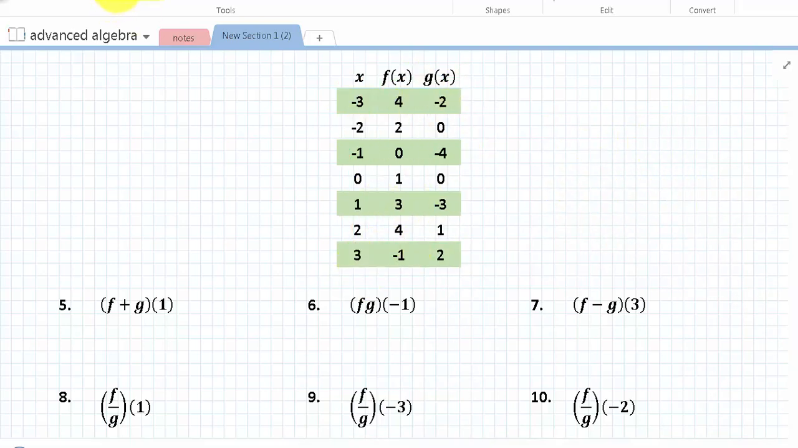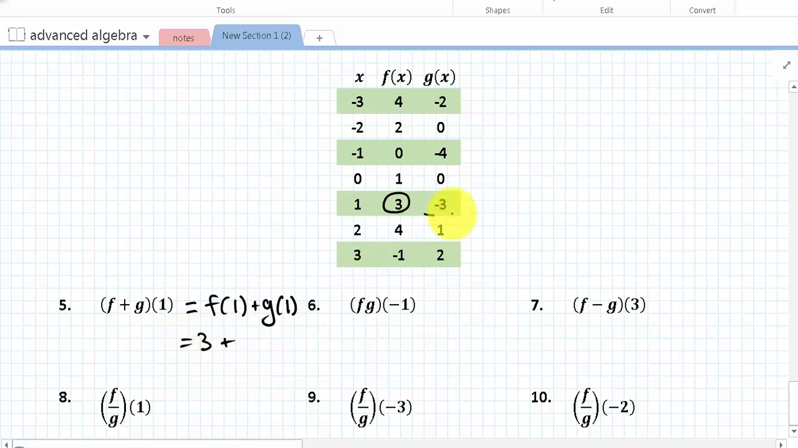You will see this is very easy. What is f plus g at 1? Well, by definition, it is f at 1 plus g at 1. So f at 1 is 3, and g at 1 is negative 3. 3 plus negative 3, that is 0. You see, I told you, very simple. Let me do number 6.